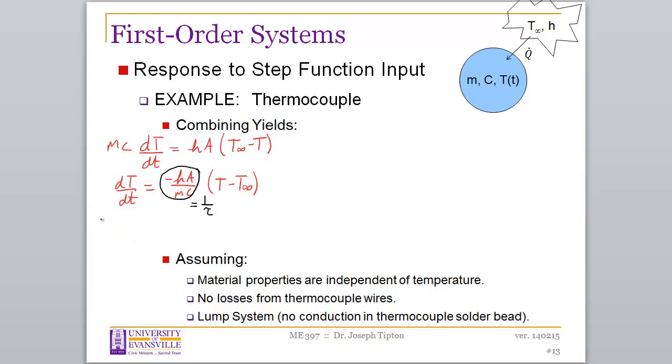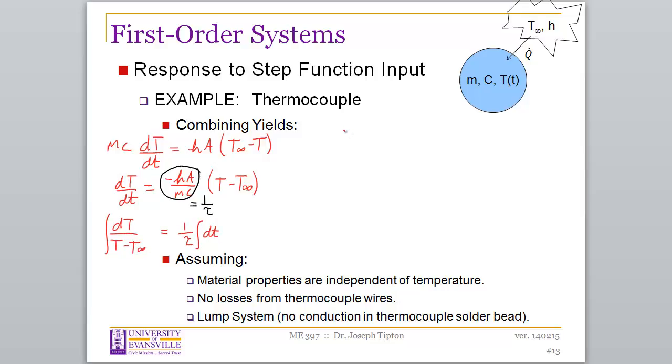I'm going to move like terms over, separate variables. So I'm going to move temperature to the left-hand side and everything else to the right-hand side. That's going to give me the temperature over temperature minus T infinity. And then on the right-hand side, I'm going to have 1 over that grouping of constants that I'm calling 1 over tau times the derivative of temperature. And well, I can integrate this with respect to temperature. I can integrate this with respect to time.